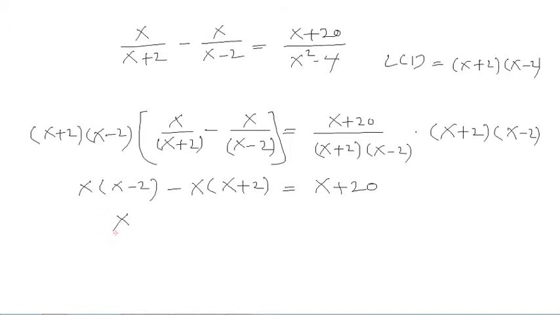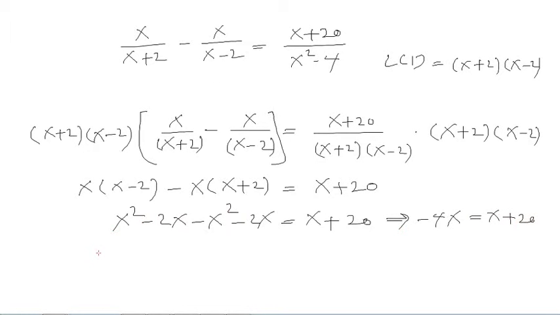So let's simplify that. x squared minus 2x minus x squared minus 2x equals x plus 20. This implies that minus 4x equals x plus 20. This is an ordinary linear equation. Minus 5x equals 20, which means that x is negative 4. So I also completed step 3: I solved the resulting equation.